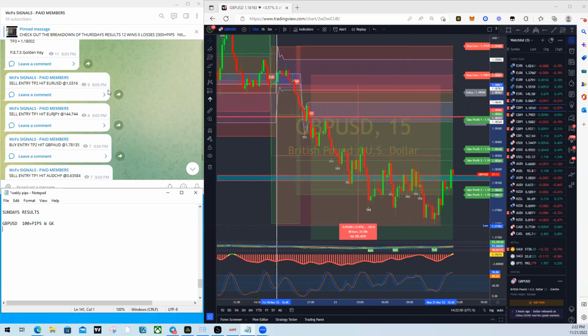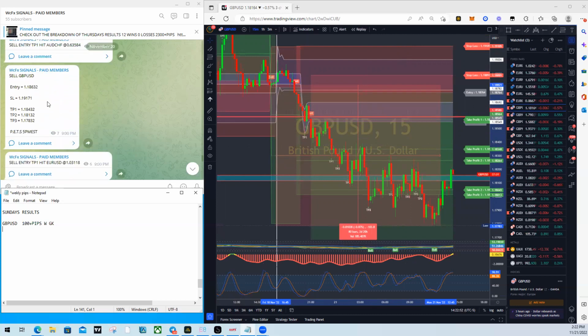Okay, let's keep it going. GBP was the first one. Here goes the other GBP. This one, GBP USD. It's another 100 pips, right? Because this is the session key tool here. It's our session key tool. This shaded area, so you caught the sell from the session key tool. Again, another 100 pips. That was an easy win for the golden key. I'm sorry, session key.